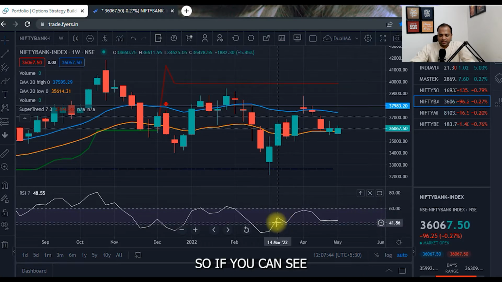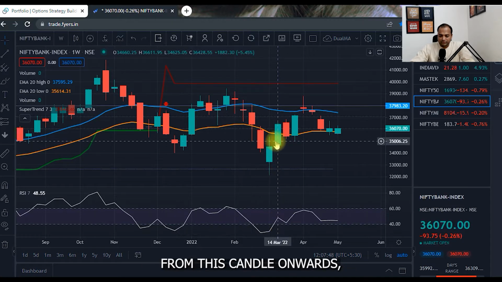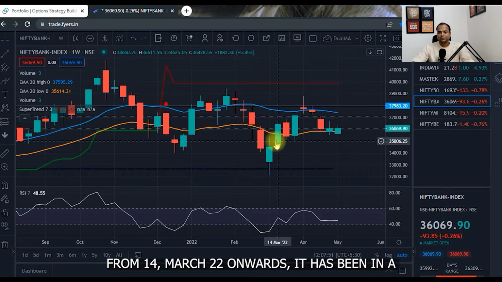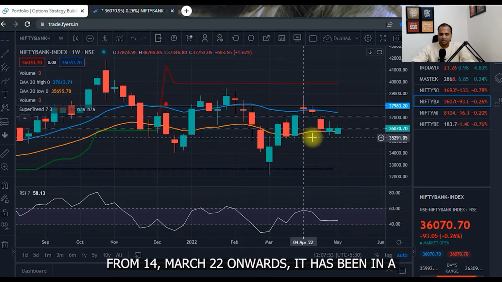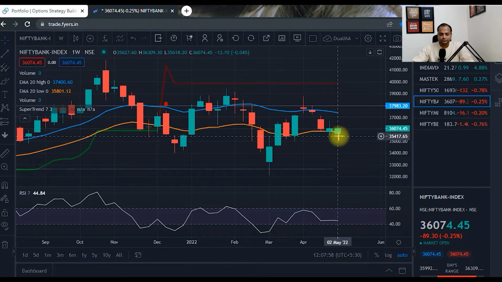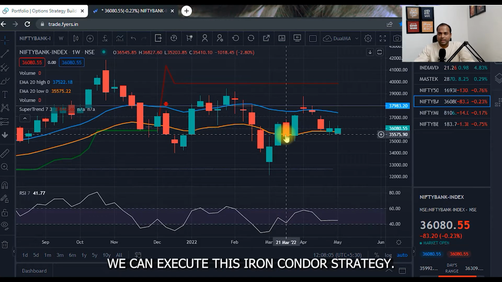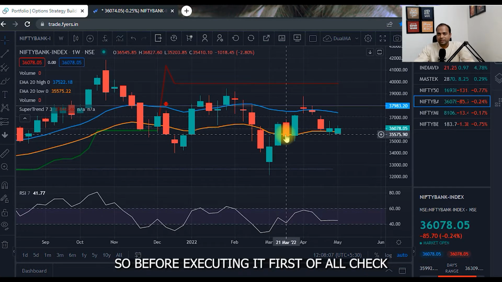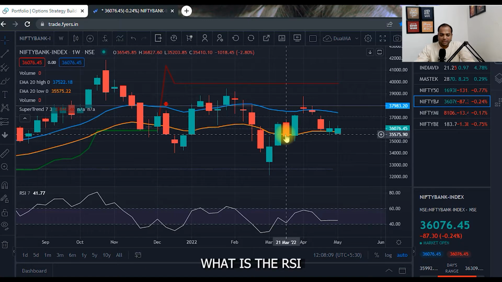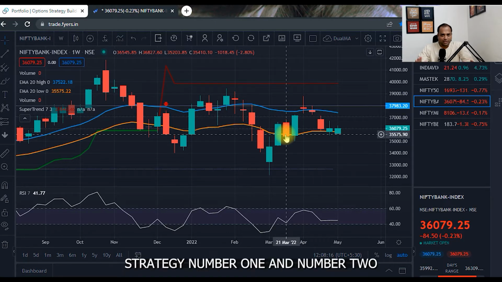So if you can see, Bank Nifty is in a sideways phase from this candle onwards, which is 14th of March. So from 14 March 2022 onwards, it has been in a sideways phase so far, like 2nd May 2022, for the past 2 months. Now in these past 2 months we can execute this iron condor strategy. So before executing it, first of all check what is the RSI, is it between 40-60 or not. If it is between 40-60 only, then you go ahead and execute the strategy.